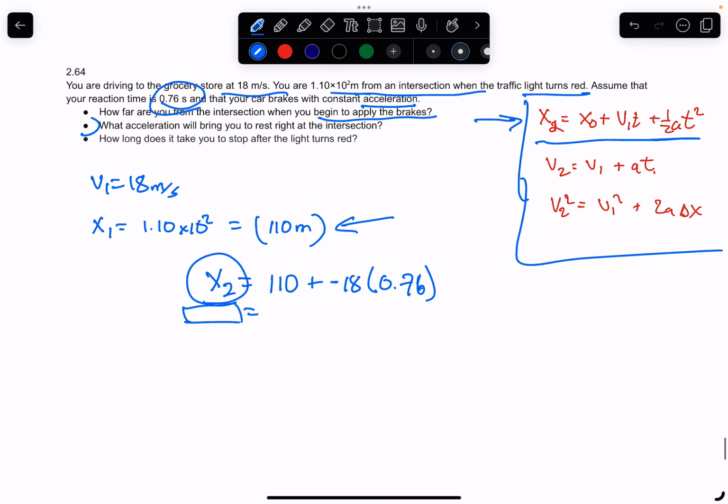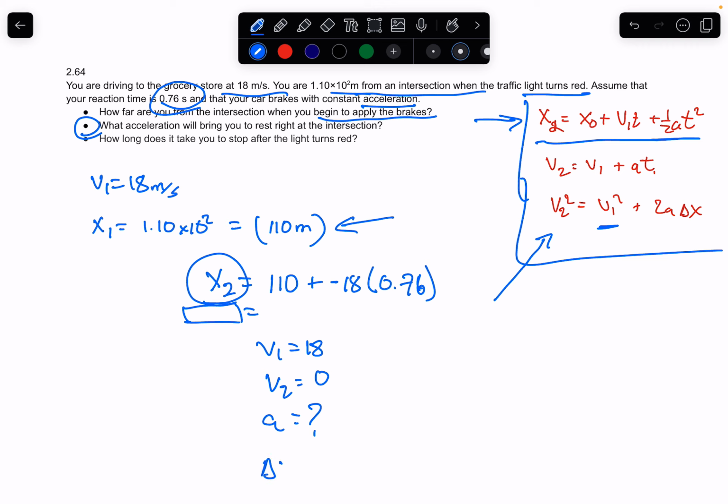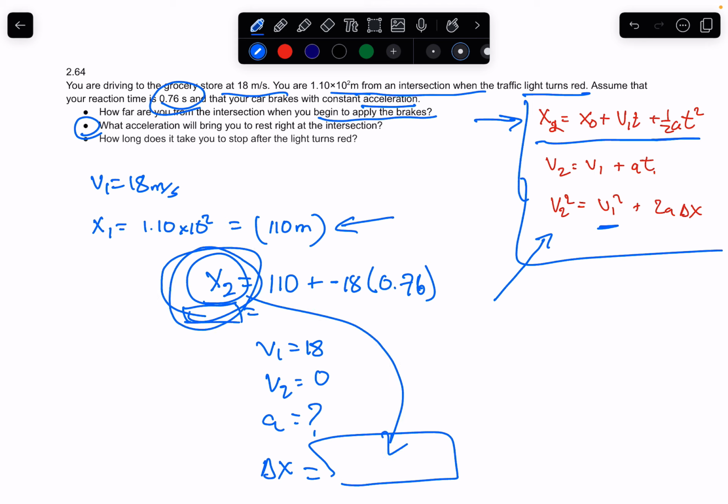Okay. What acceleration will bring you to rest at the intersection? So what I did is I used equation 3, right? So I know what my V1 is. So V1 equals 18. V2 equals 0. You want to stop this bad boy, right? And then A is our question mark. And our change in x is the answer to part A, right? That's this x2 that goes down here. And then you'll use this equation and you'll solve for A. Now note, you'll get a negative number because of course you will be decelerating to a stop.